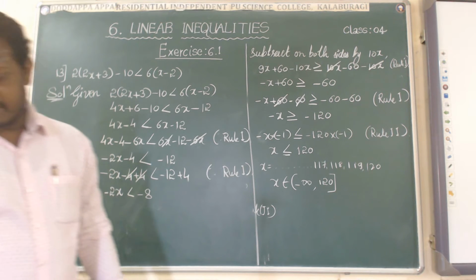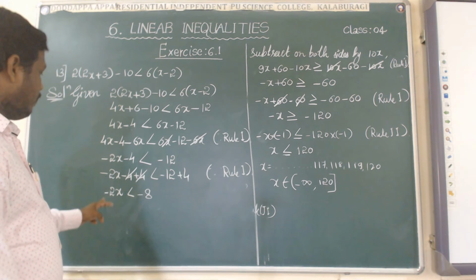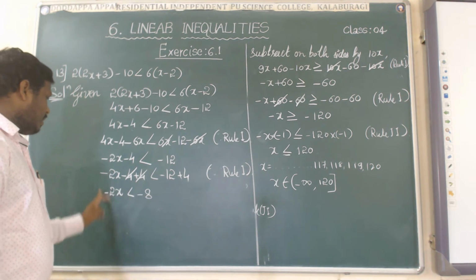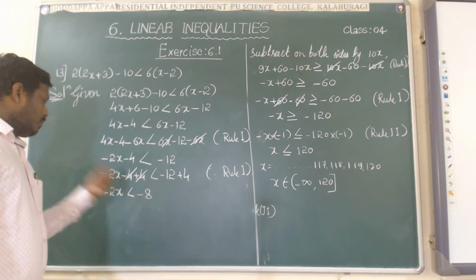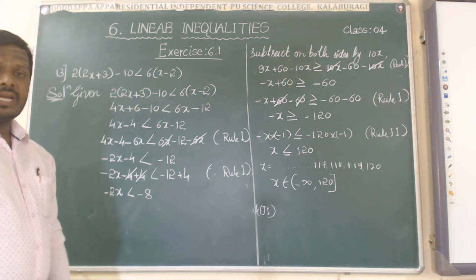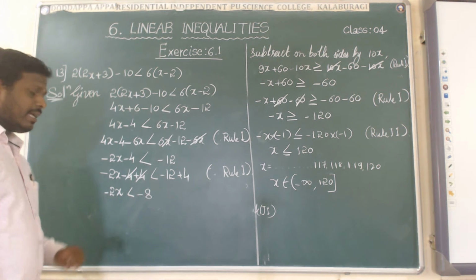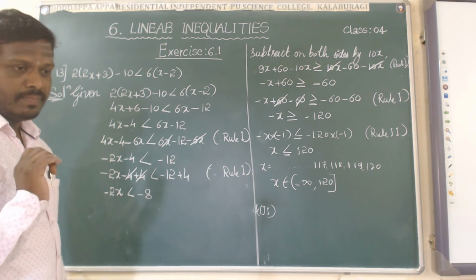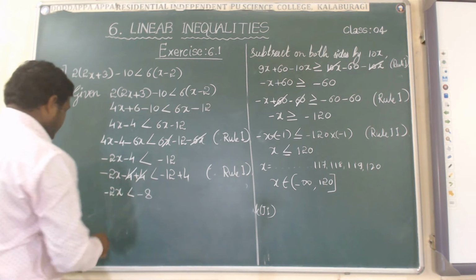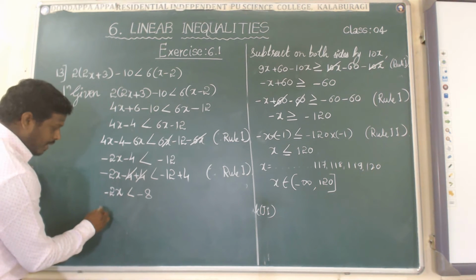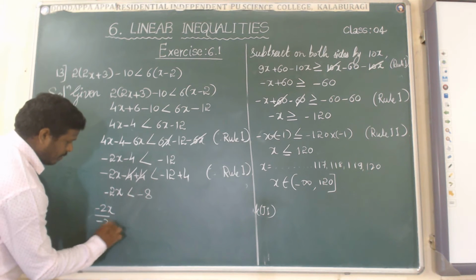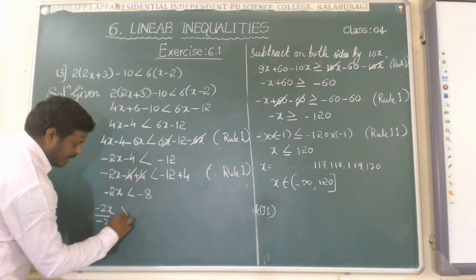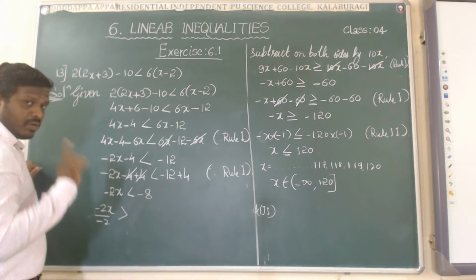So how can we convert this coefficient of x to positive 1? On both sides we have to divide by -2, then we will get the x coefficient as positive 1. By applying the second rule, I am dividing both sides by -2, then the sign will be reversed. This is the condition in the second rule.